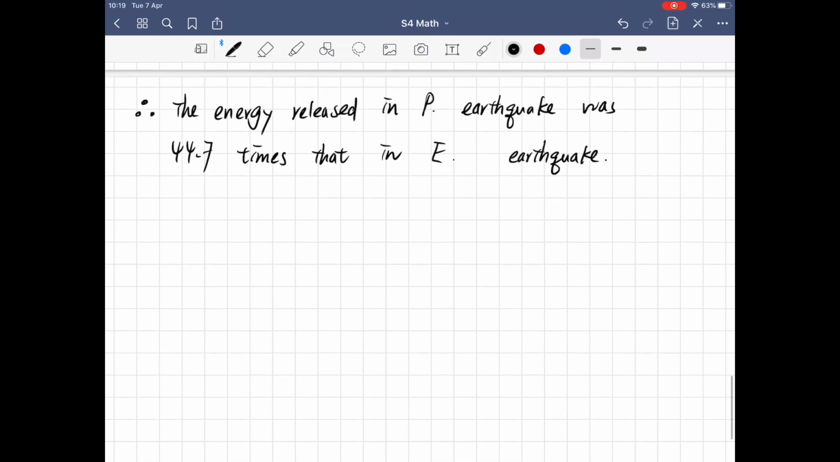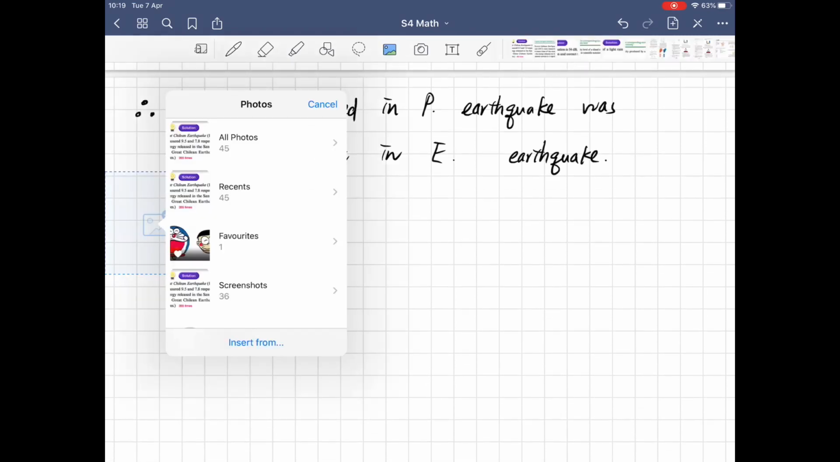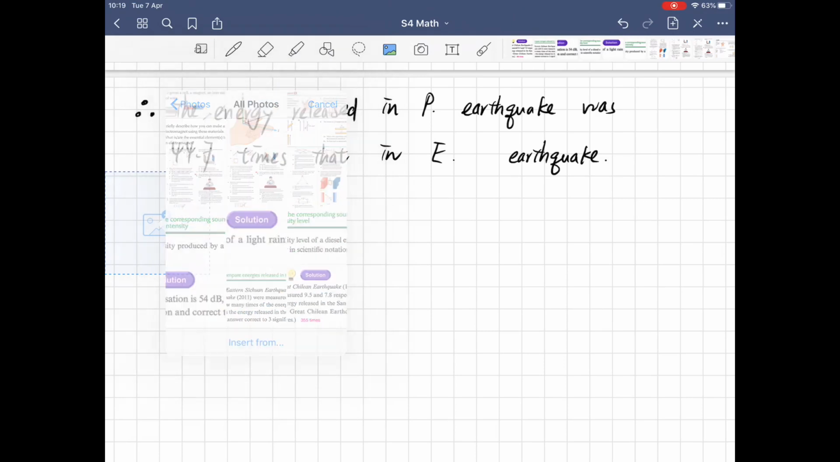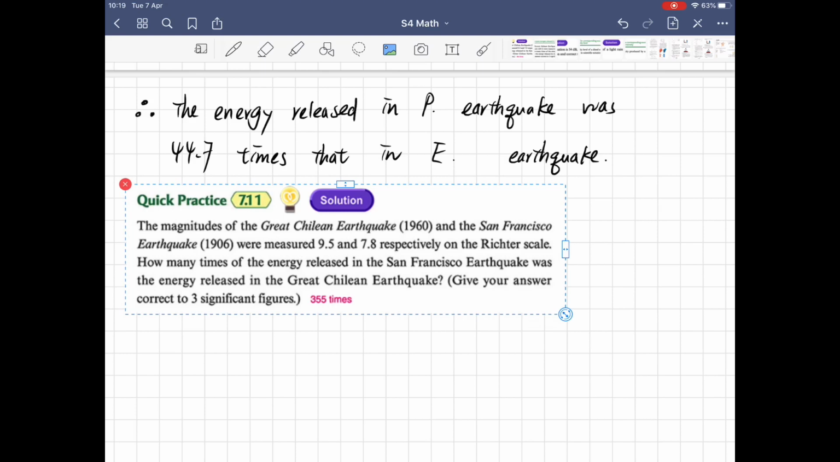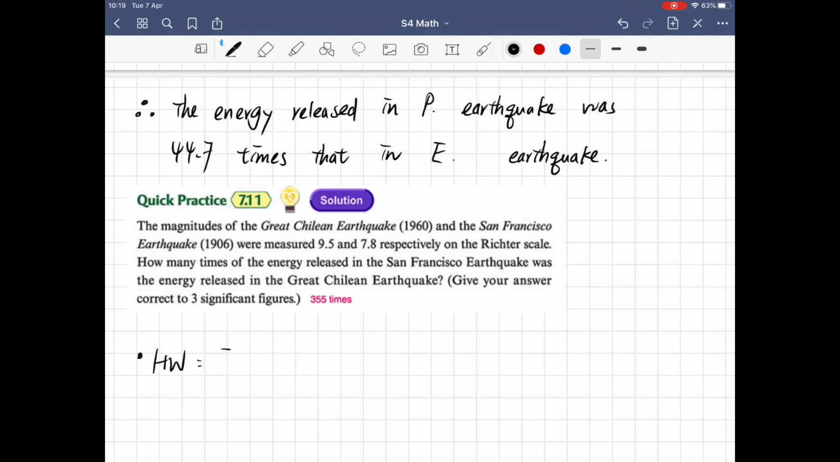So for the remaining time, please help me to finish the last crack patterns. Okay, that is the crack patterns 7.11. And for today's homework, that is exercise 7C, question 1 to 8.